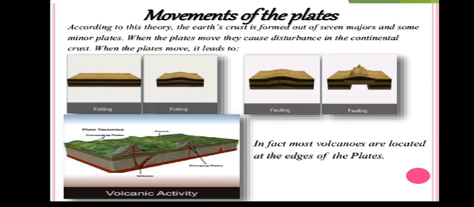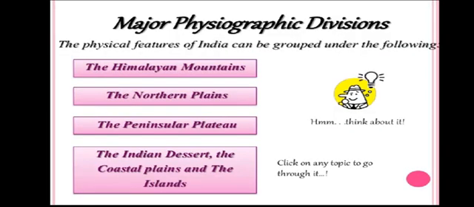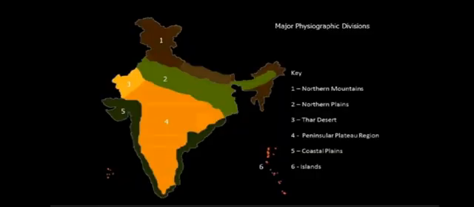These are called transform movement. So three movements: convergent, divergent and transform. After that we saw about major physiographic division: the Himalayan Mountains, the Northern Plains, Peninsular Plateau, Indian Desert, the coastal plains and the islands. Here is the physiographic division.